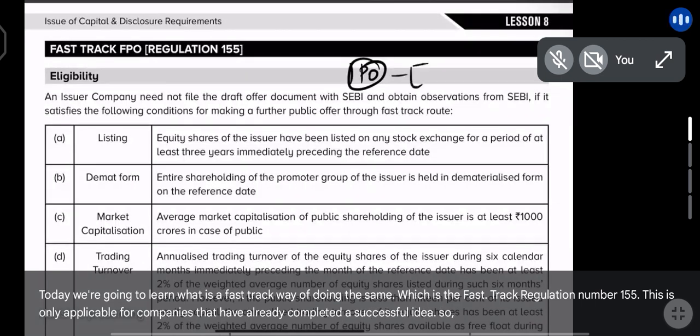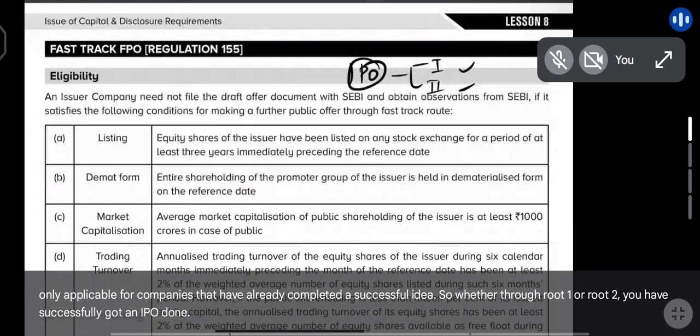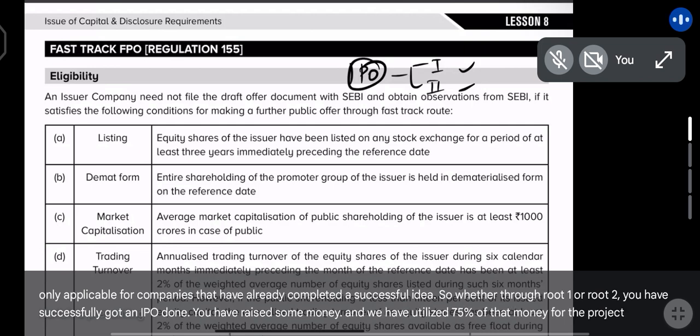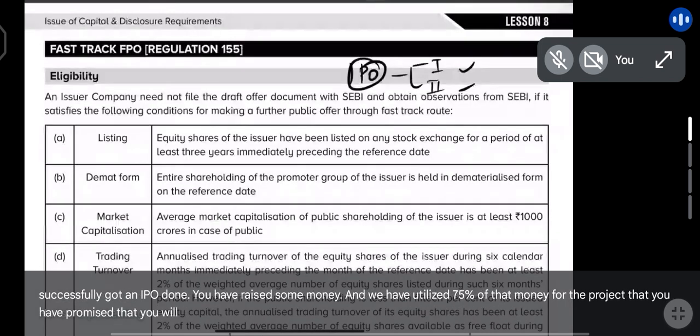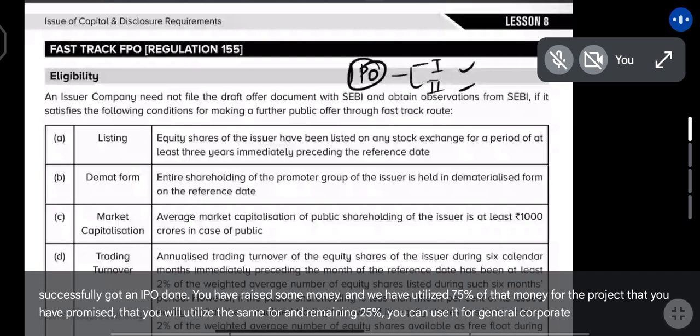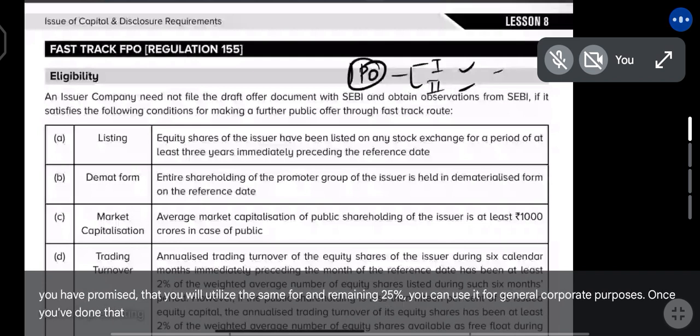So whether through route 1 or route 2, you have successfully got an IPO done. You have raised some money and you have utilized 75% of that money for the project that you have promised that you will utilize the same for. And the remaining 25% you can use for general corporate purposes. Once you've done that, for another 12 months, obviously you cannot raise any further money.